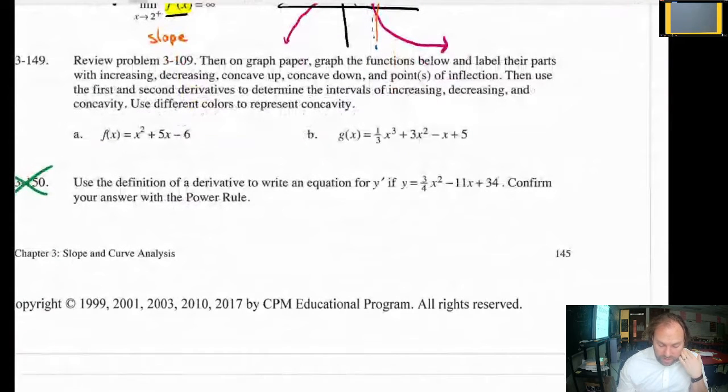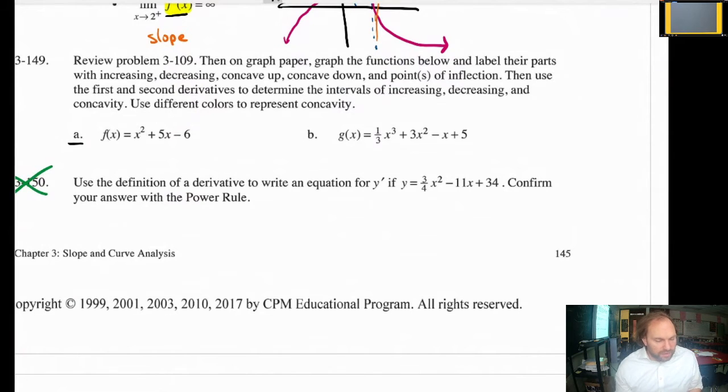149, we're going to review problem 309. On graph paper, we're going to graph the functions below, label their parts as increasing, decreasing, concave up, concave down, points of inflection, then use the first and second derivatives to determine the intervals of increasing, decreasing, and concavity. Use different colors to represent concavity. That's a lot of stuff. Let's see how long it takes us to do A. I think that we might just do problem A on this, and that might be enough.